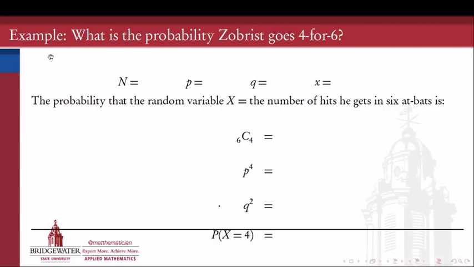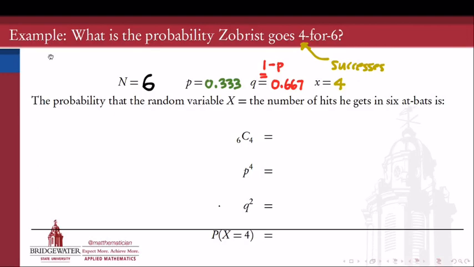So the number of hits that he gets in 6 at-bats we're going to model as a binomial random variable, where n, the number of trials, is his number of at-bats. That's 6. P, the success probability, is the probability of him succeeding in any one of those at-bats. That's .333. Q is the probability of him not succeeding on any given one of those at-bats. That's 1 minus P, or .667, the probability of him getting out. And then X represents the number of successes that we desire.